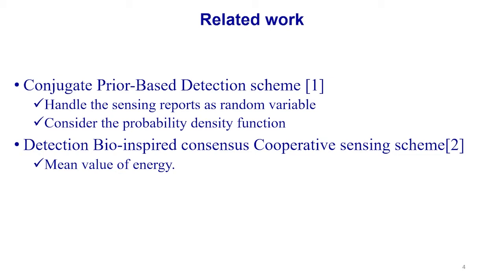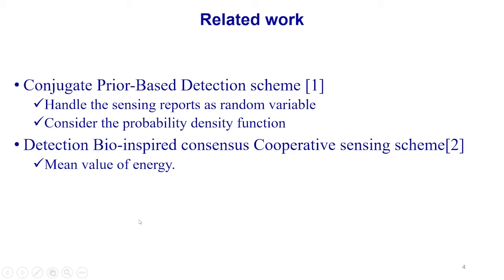Then from the reports gathered from all the users, each user uses a selection criterion to isolate reports that are likely to be from an attacker. The secondary user excludes the malicious users by calculating the mean value of the energy. Each node compares its value with the ones from the neighboring nodes. The node with the most deviation is then regarded as an attacker.